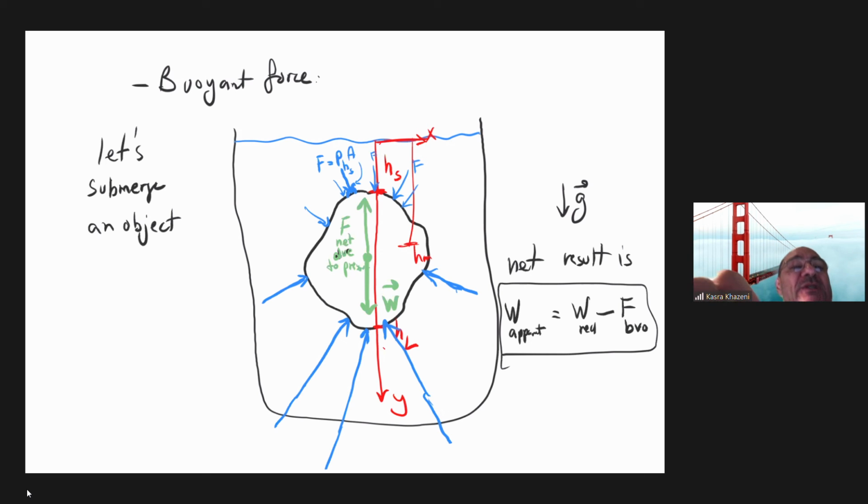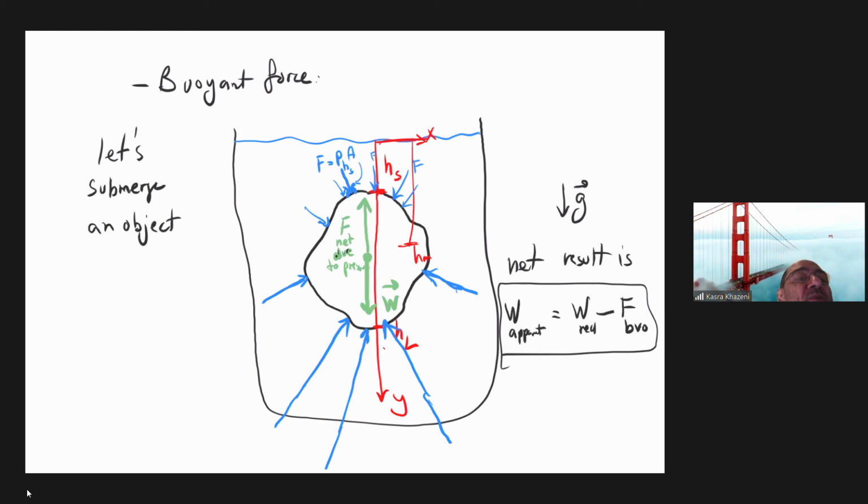So that's this buoyant force that's acting on the actual real weight of the object. And depending on the size of it, the object could either sink all the way down or float all the way up or just completely float in the middle. We're going to talk about this and find out how to calculate this buoyant force.